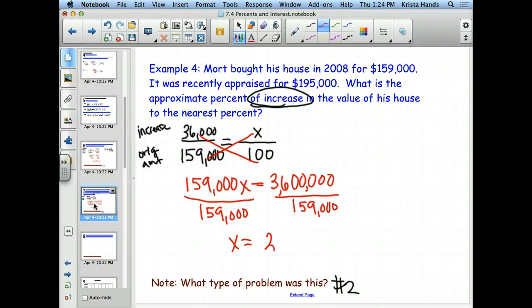$22.6. Do you have a confirmation on the calculator? Yes. Okay. All right. So 22.6%. Again, the unit, percent, needs to be there. So the house went up in value by almost 23%. Like I said, it worked.